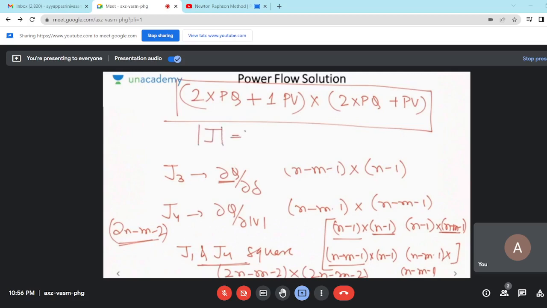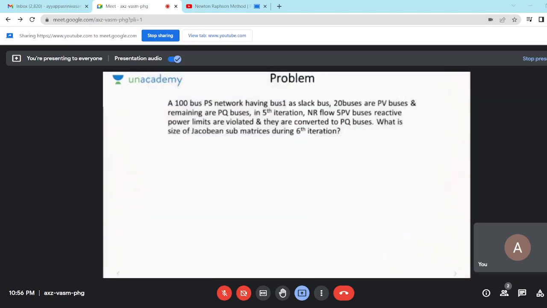If mod J is 0, the system is unstable. Whenever the determinant is 0. Okay, now let us take an example.